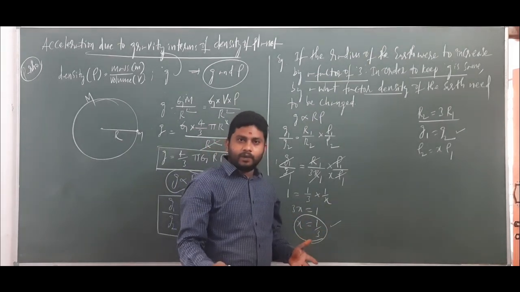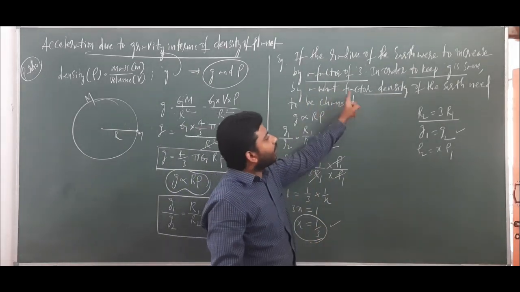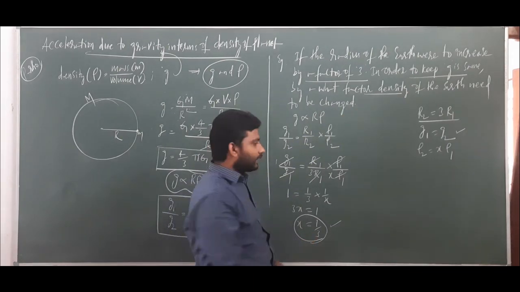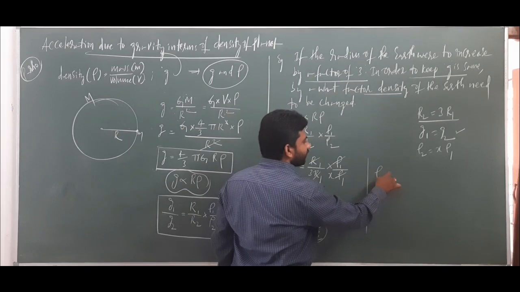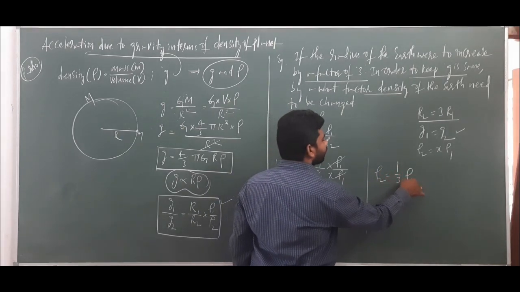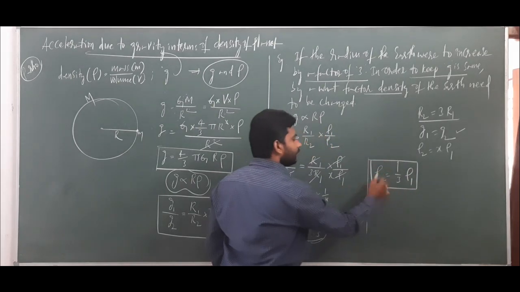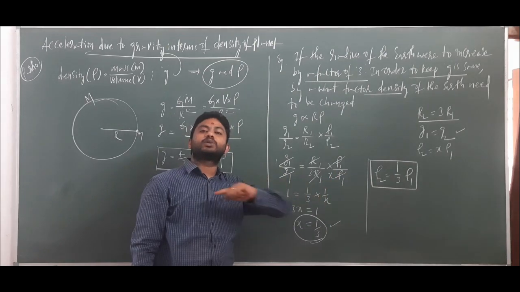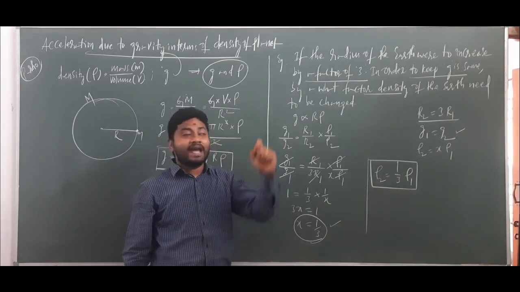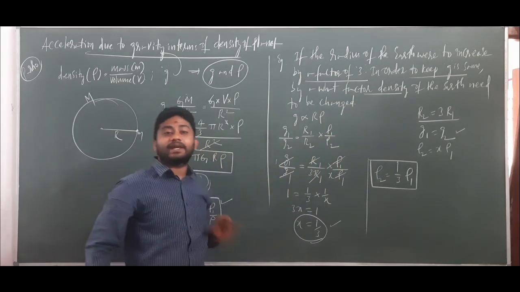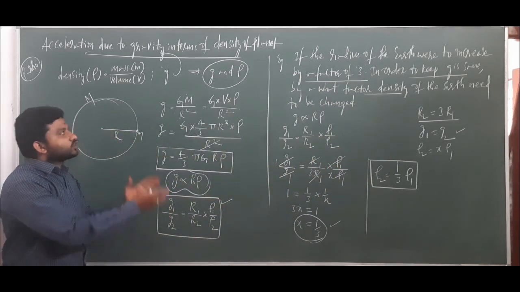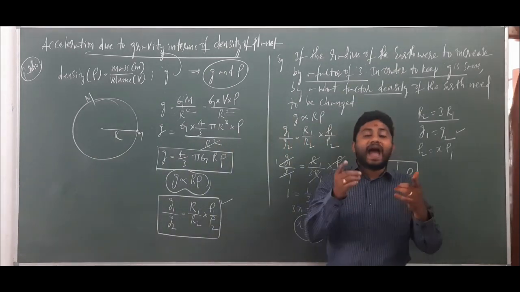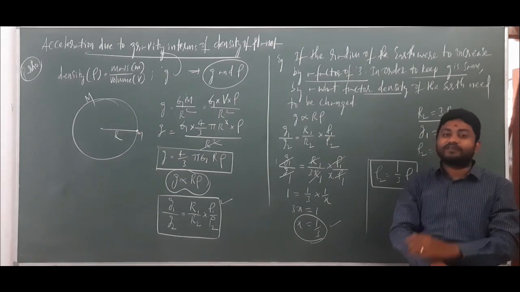What is x here? By what factor does the density of the earth need to be changed? That's x. Rho 2 is equal to 1 by 3 times rho 1. So that's the answer: by a factor of 1 by 3, the density of the planet needs to be changed in order to get acceleration due to gravity remaining the same. I hope you got it clear. So this is a very important concept for the NEET exam, the relation between acceleration due to gravity and the density of a planet.